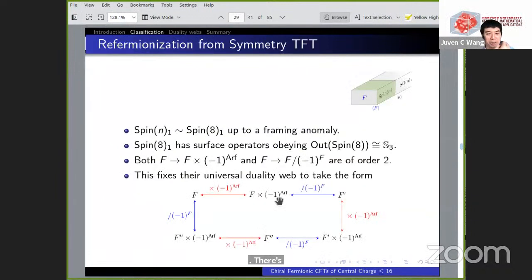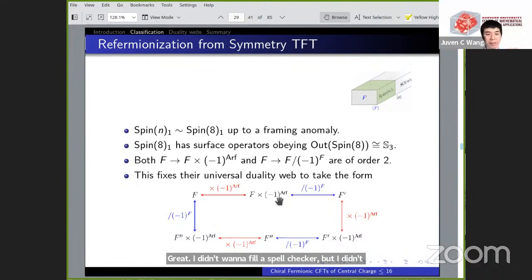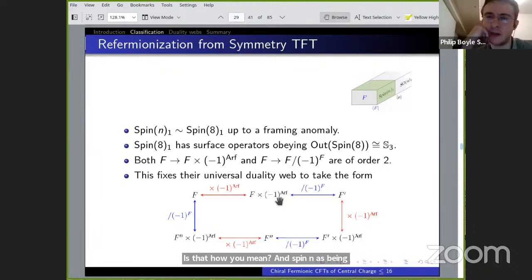There is a typo in that slide. I did run it through a spell checker, but I didn't think it was working because it found no problems. So spin N level 1 is equivalent to spin N plus 8 level 1 up to a Fermi anomaly. Is that what you mean? Spin N and spin N plus 8, yes, when N is 8 mod 16.